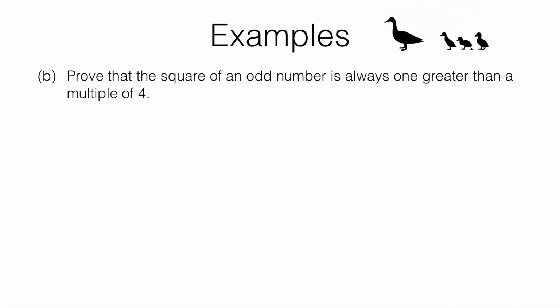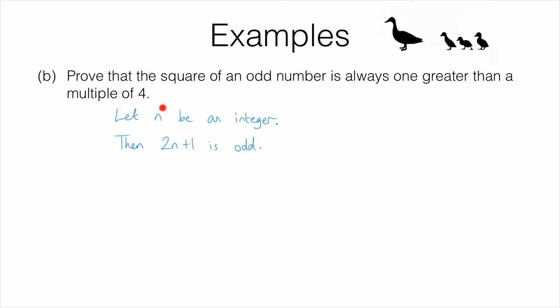In this example, we need to prove that the square of an odd number is always 1 greater than a multiple of 4. We're going to start this in a similar way. We're going to say let n be an integer. Now, the problem is we don't just want to deal with any old integer, we want to be looking at odd numbers. And the way to do that is to consider 2n plus 1.